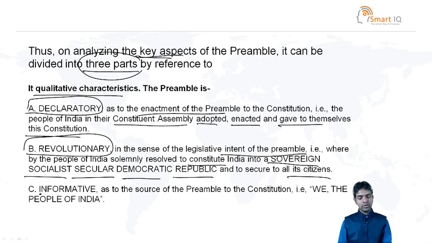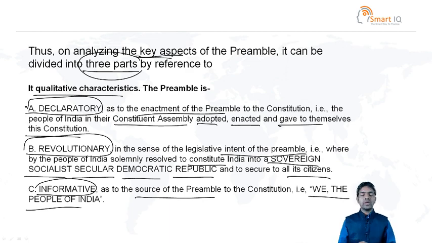The last and third one is the informative character. The informative character relates to the source of the preamble. Who is the source of the Indian preamble? It is the people of India. This is the informative characteristic of the preamble of the Indian Constitution. These are the three important qualitative characteristics: declaratory, revolutionary, and informative.